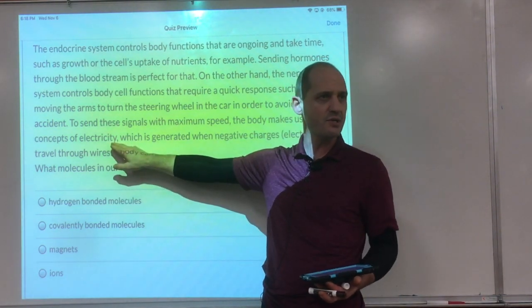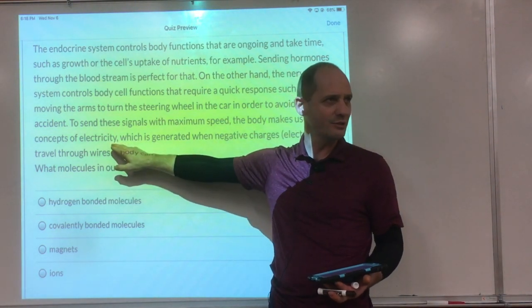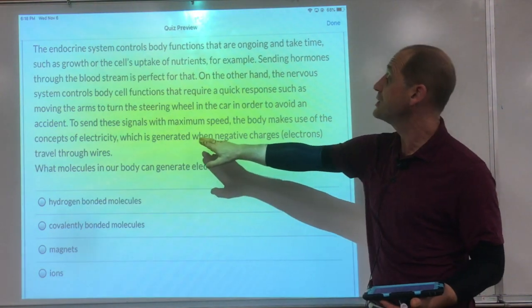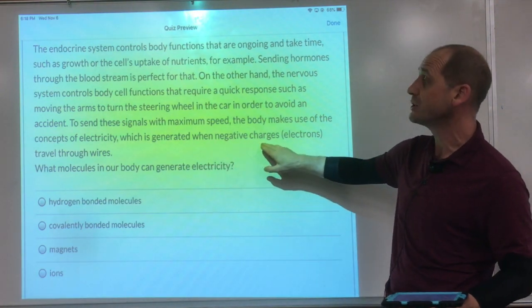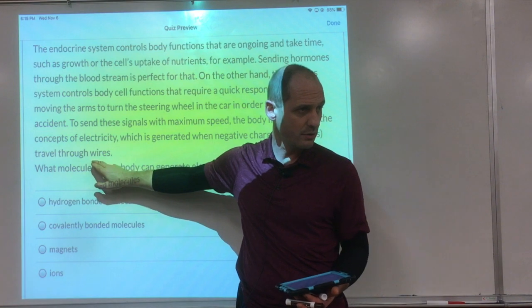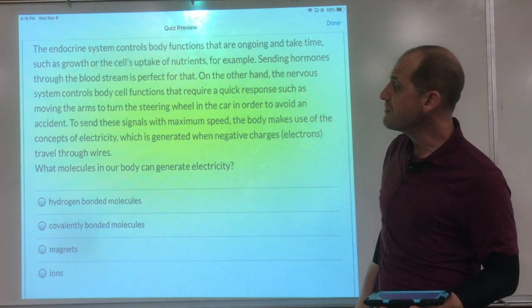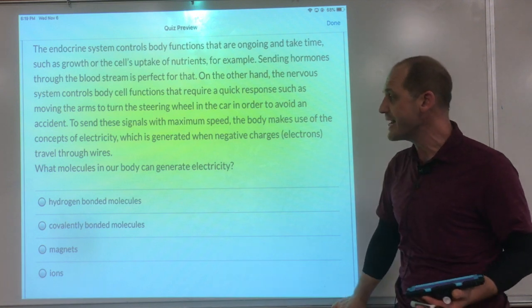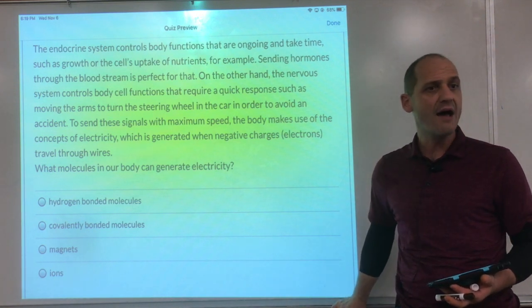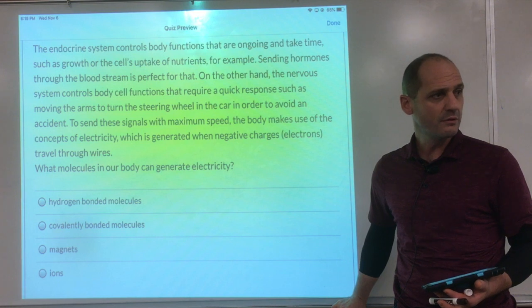Have you ever put your hand in a socket? That's electricity, which is generated when negative charges travel through wires. So it's a negative positive question. In the body, what molecules do we use to generate electricity? What molecules do we have that are negative or positive?